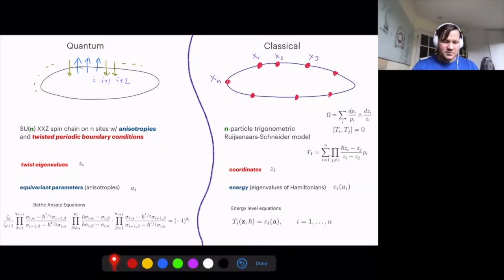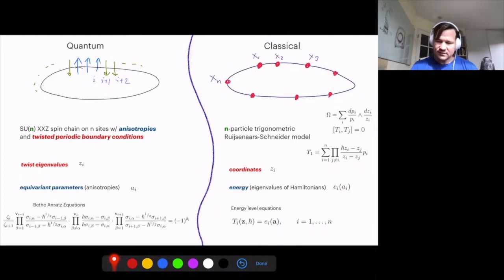So on one side we have a quantum spin chain, and for this example I take the SU(N) XXZ spin chain. XXZ is a certain deformation of XXX, where the Hamiltonian looks slightly different, but not much. There's an extra parameter which you can deform it with. So on n sites, here this n and that n are equal just by accident, so don't pay too much attention to it, although it will be important later. And this is in the presence of anisotropies and twisted periodic boundary conditions.